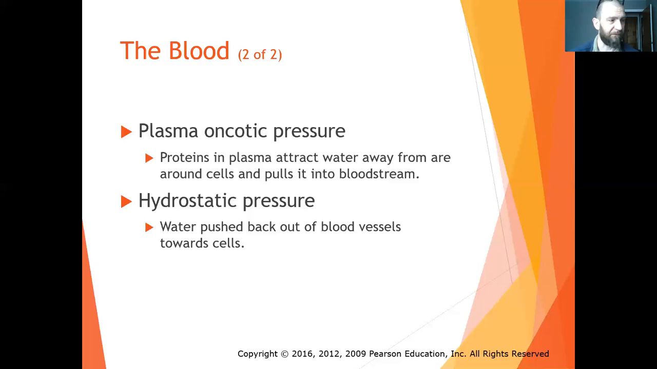So again, if the plasma is not there because of liver failure, then we're going to start to see swelling in places because the water's just getting pushed out towards the cell. So we have a fluid balance problem. Right? So we need to know what each of these is, how they work with each other, but kind of against each other to maintain that nice Goldilocks zone for fluid balance there in the blood and around the cells.